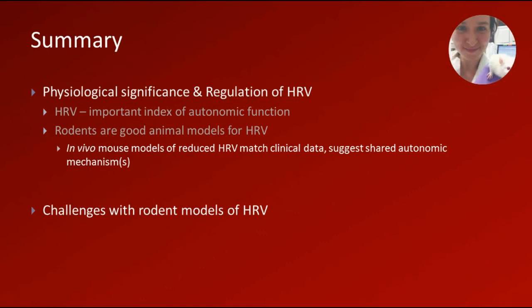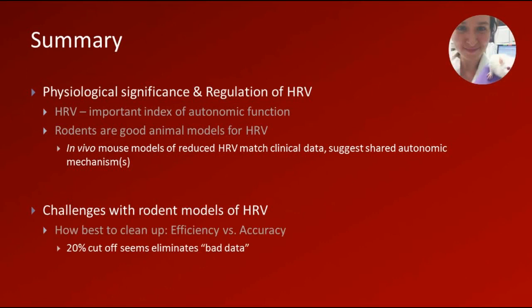And as I mentioned, there are obviously challenges with working with rodent models. It's been this cost benefit of whether we sacrifice precision and accuracy for efficiency. We have decided that a 20% cutoff seems to eliminate enough of the bad data that we are able to make appropriate interpretations of our data for downstream analysis.